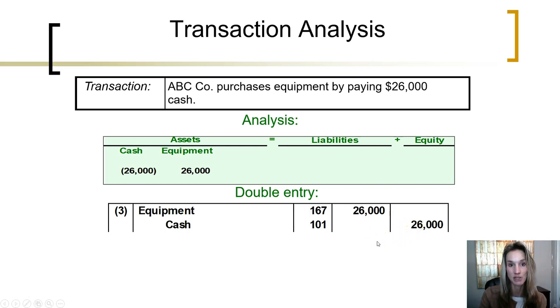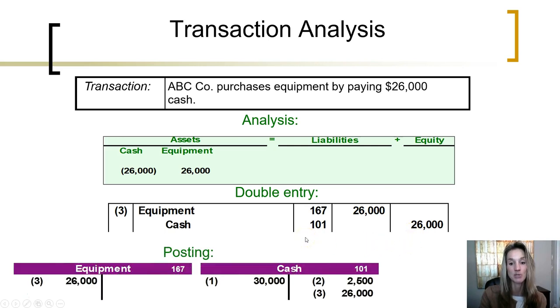Properly formatted journal entry. Debits first, followed by credits indented. At least one account debited, at least one account credited. The debits equal the credits. To cause the account balances to change, we post them to the ledger. Debit the equipment account, increasing it. Credit the cash account, decreasing it. Put our post references back into the general journal.